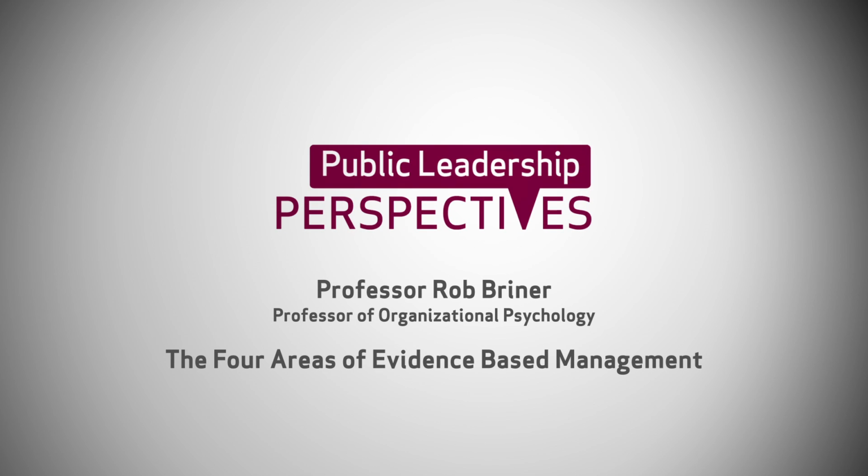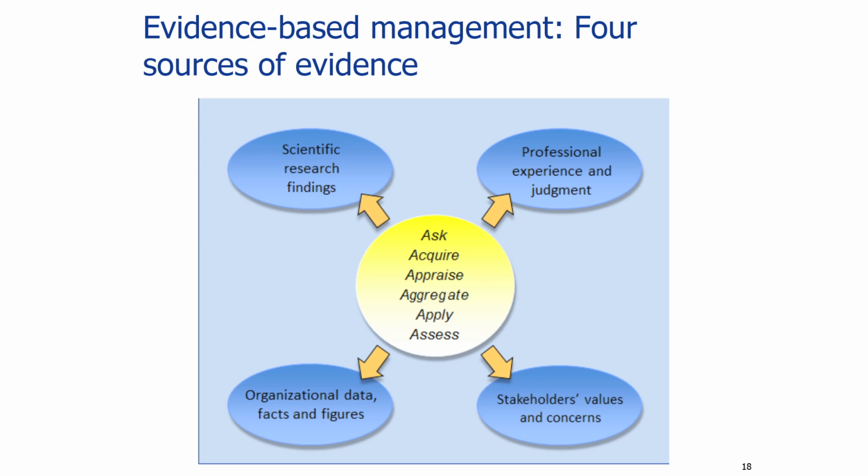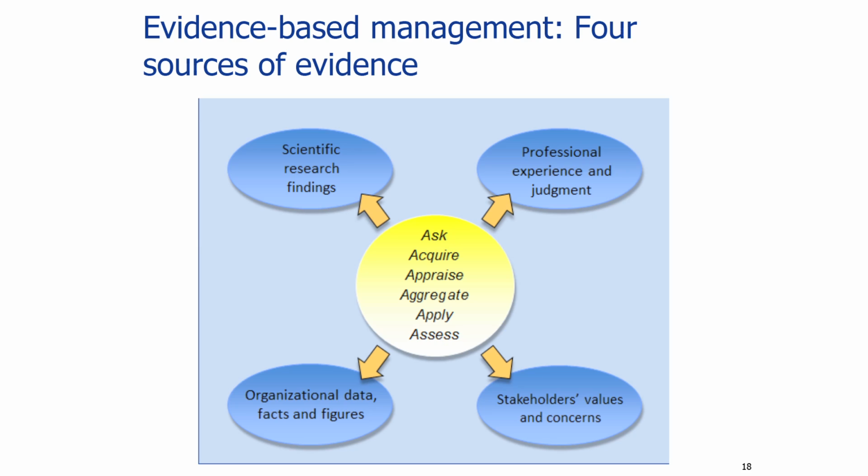So in the context of evidence-based management in particular, what are the 4 areas you might look at? Well, the first is the scientific research findings: what's out there, what do we already know in the literature. The second is your own experience and judgment. As a professional practitioner in management or any field, you are supposed to use your experience. That's partly what you're being trained and what you're being paid for. You don't ignore it, you don't switch your brain off to make decisions. Also organisational data, facts and figures, and also stakeholders' values and concerns. So the idea is you collect data and information from those 4 sources to make a decision.